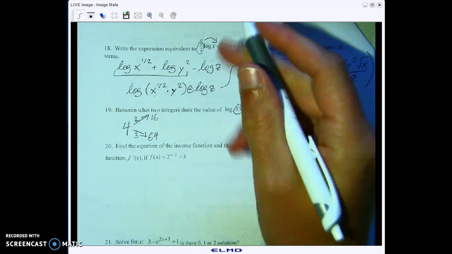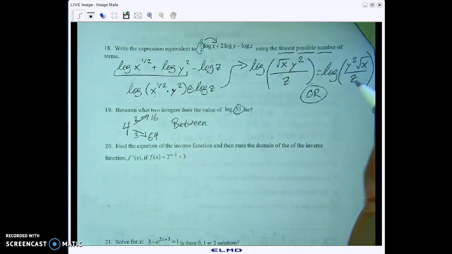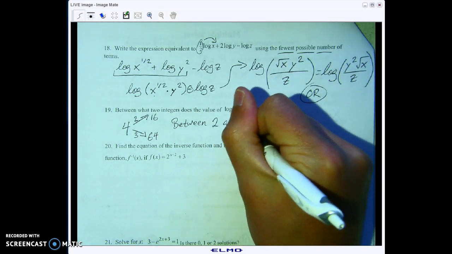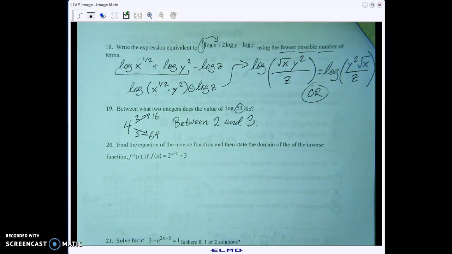The answer is simply between 2 and 3. But we also know that it's going to be a little bit closer to 3 because, again, 53 is closer to 64. So between 2 and 3.